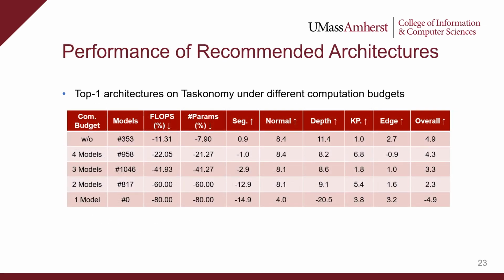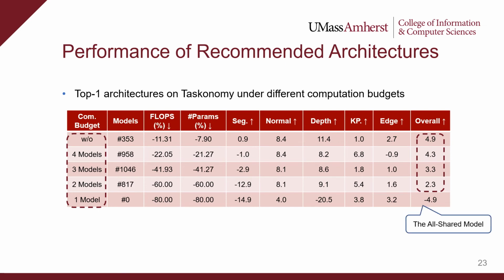This table shows the real task performance of the top 1 recommended architectures under different computation budgets. Our recommender could always recommend architectures with high task performance within the computation budget. Notice that when the budget is one model, the only architecture we can generate is the all-shared model, which suffers from accuracy degradation. And as mentioned before, the recommender can suggest top architectures on the fly without additional effort by simply filtering out architectures that do not satisfy the budget in the performance table.